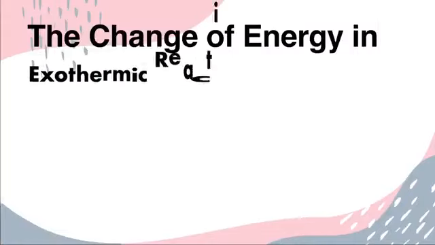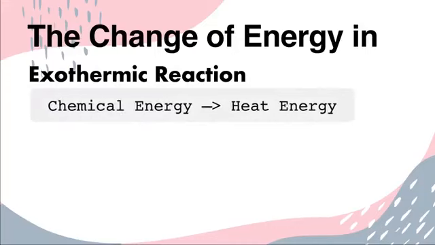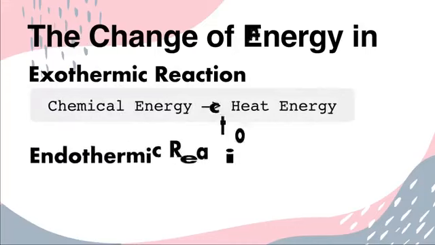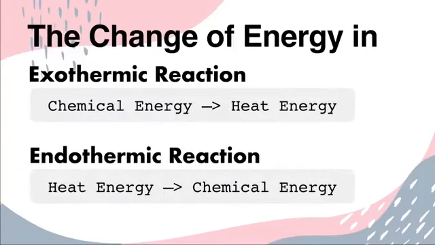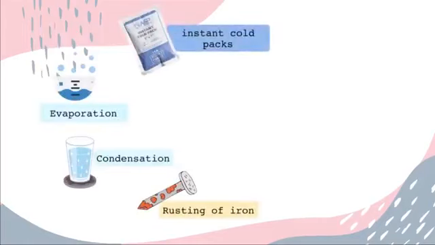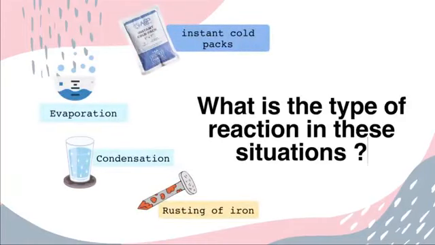In an exothermic reaction, the change of energy is from chemical energy to heat energy, while in an endothermic reaction, the change of energy is from heat energy to chemical energy. Let's look at these situations and discover what type of reaction happens in them.